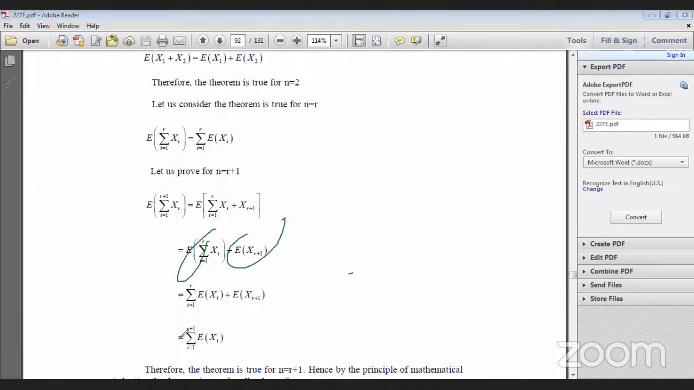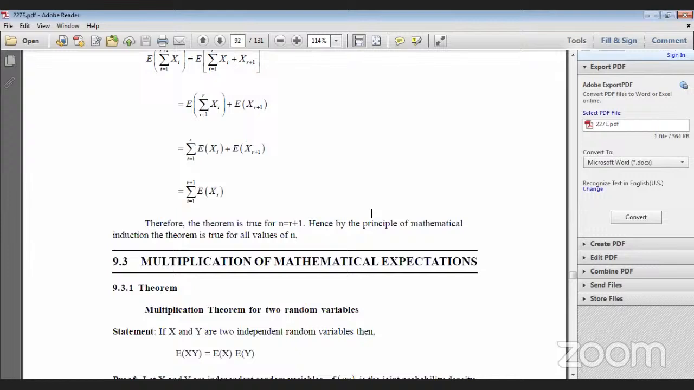This is xi, this is xi plus r1. Summation of ri. Subtracting the summation, we get e of xi, this is xi r plus 1. Therefore summation of i is equal to r plus 1. Combining the two, what we get is e of xi. Clear? Clear, sir. So therefore, the theorem holds for n is equal to n plus 1, hence by the principle of mathematical induction it holds for all n.